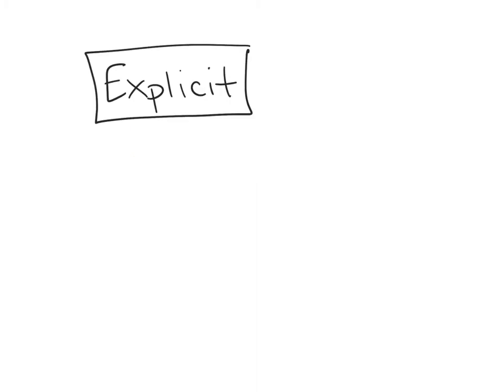So there's two different formulas. The first one we're going to look at is the explicit formula. And the explicit formula is used to find a specific term.